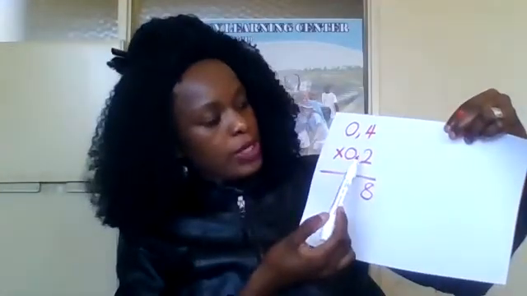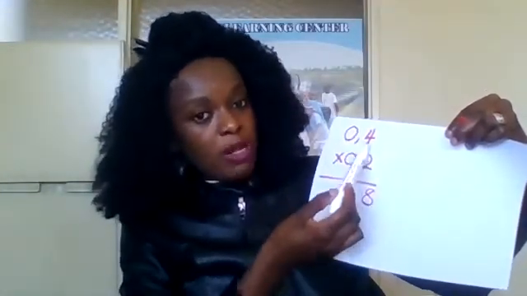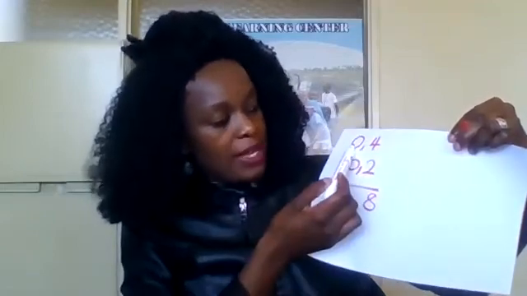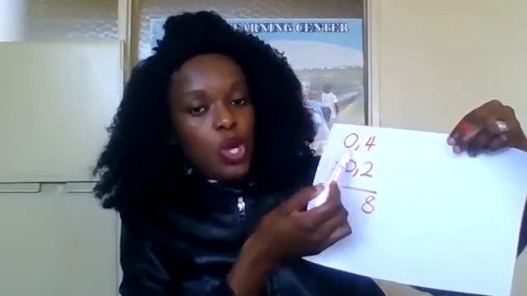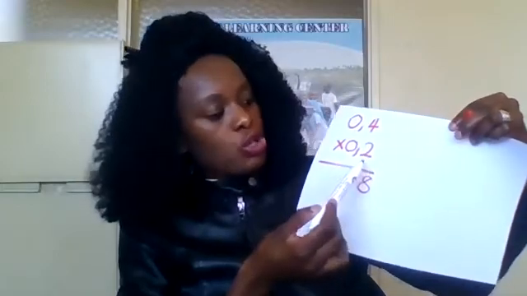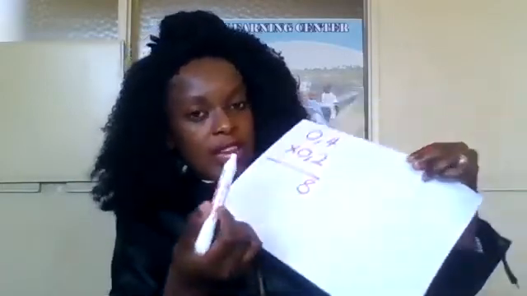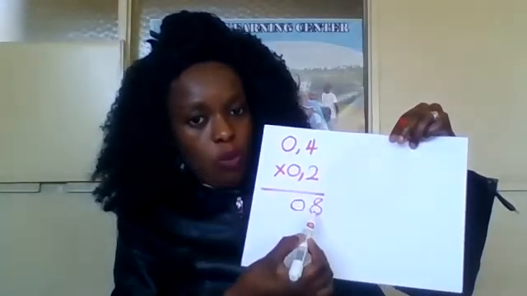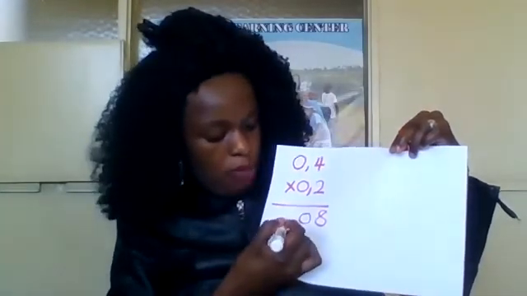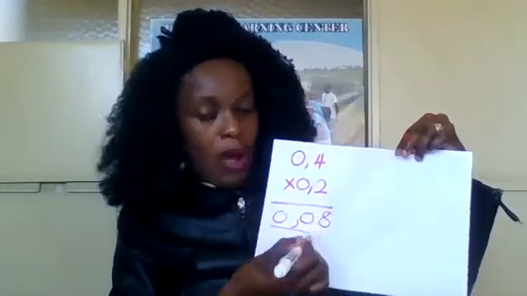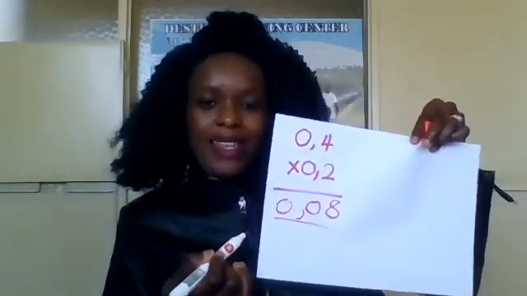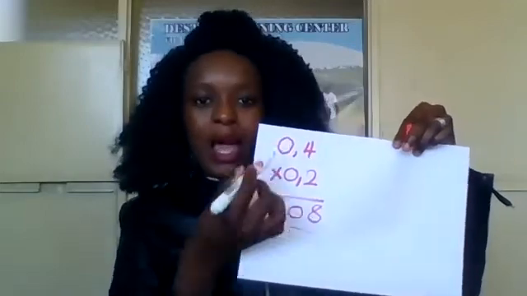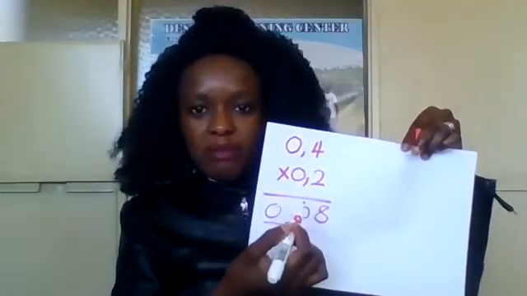So now you say 2 times 0. This 2 multiplies the 4, and this 2 again will multiply the 0. It doesn't matter even if it's a 0, you still multiply there, okay? So you say 2 times 0, that is a 0. You put the 0 there. How many numbers after the comma? 1, 2. So we count from the units, 1, 2. We put our comma, then a 0 there. Our answer becomes 0,08. That is our answer after we have multiplied.